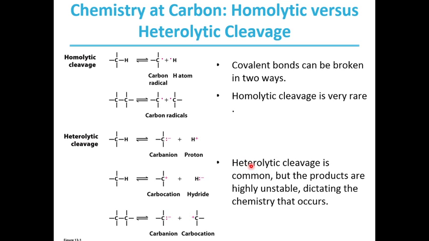The second way of cleavage is a heterolytic cleavage. It's pretty common, but the products are highly unstable, dictating the chemistry that occurs. In this case, a carbon-hydrogen bond can cleave into a carbanion and a proton, or a carbocation and a hydride. A carbon-carbon bond, on the other hand, can cleave into a carbanion and a carbocation, or a carbocation and a carbanion, depending on what groups are attached to these carbon atoms.